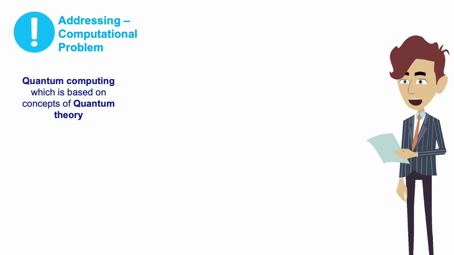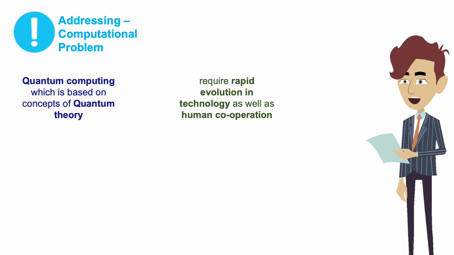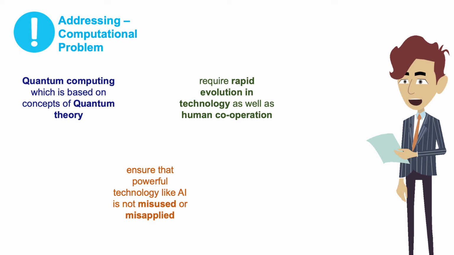The aforementioned problems being discussed in the next slide are not impossible to solve. However, it requires rapid evolution in technology as well as human cooperation. While we are on course in terms of the rate of technological advancement, we still have a long way to go to develop principles, methodology, and frameworks to ensure that powerful technology like AI is not misused or misapplied, which may result in unintended consequences.